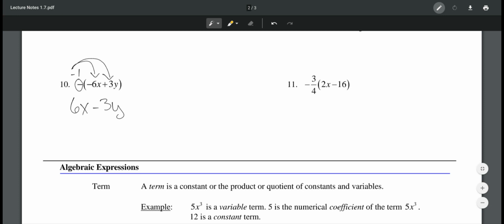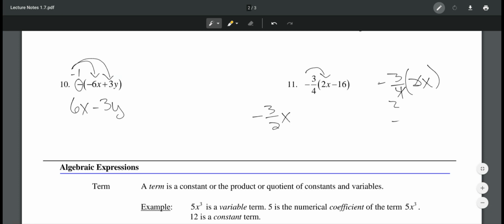Here, I'm going to multiply negative 3/4 times 2x and negative 3/4 times 16. So I should be thinking negative 3/4 times 2x. That's going to give me 2 goes into 4 2 times. So that gives me negative 3 over 2x.